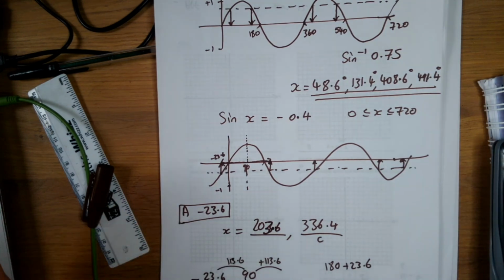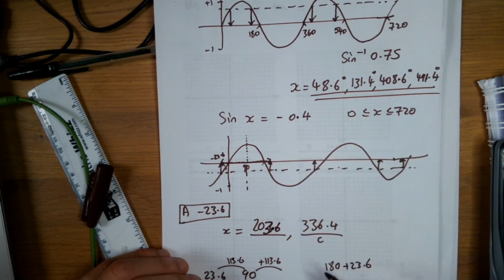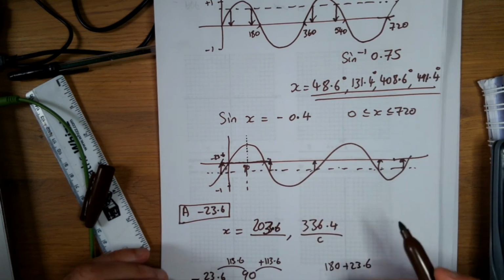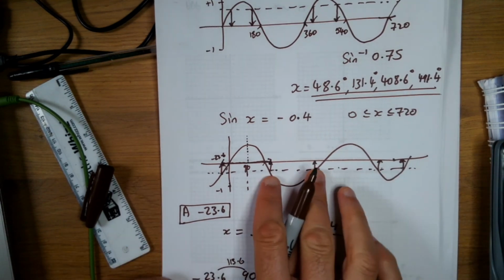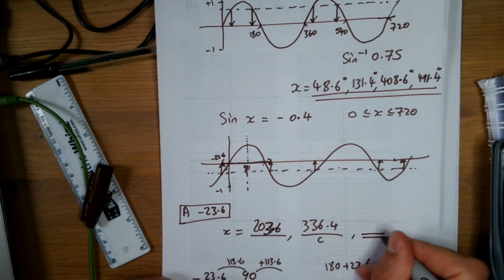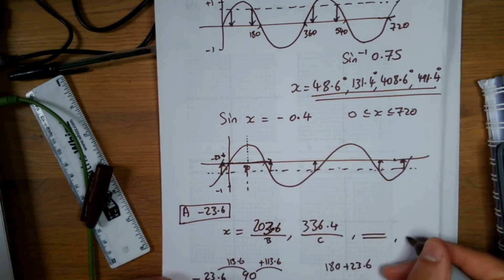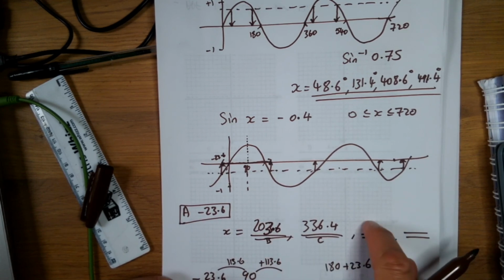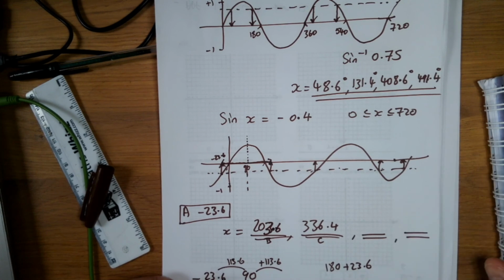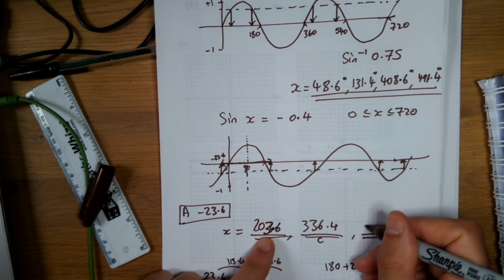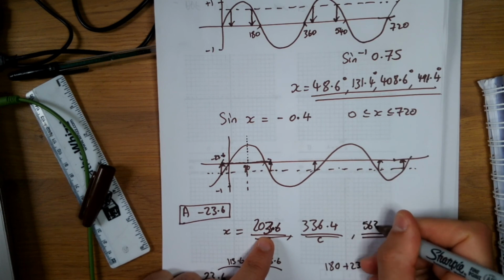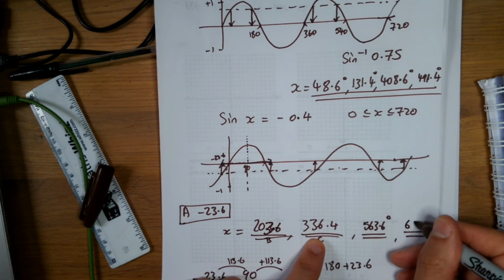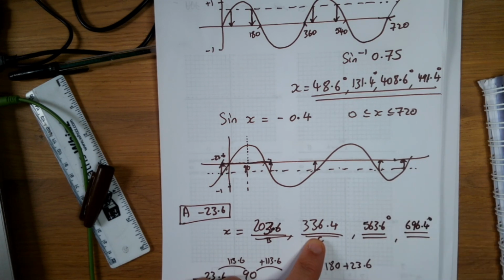Now that was a bit tricky, fair enough, but once you've got those first two there, those two are easy, really easy, because they're the same part of the graph. So to get these answers, you're just going to add 360 degrees onto these two answers. So this is B plus 360, this is C plus 360, but I don't even need a calculator. It's 563.6 degrees. This plus 360 is 696.4 degrees.